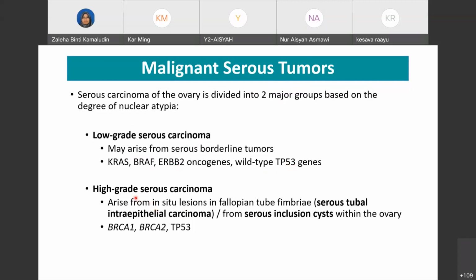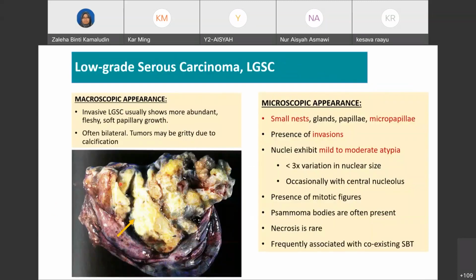Meanwhile, the high grade arises in situ from the fallopian tube fimbriae, known as serous tubal intraepithelial carcinoma, as I mentioned earlier, or from the serous inclusion cyst within the ovaries. This tumor is high grade, so it is highly associated with BRCA1, BRCA2, and TP53 mutations. All right, so let's have a look.